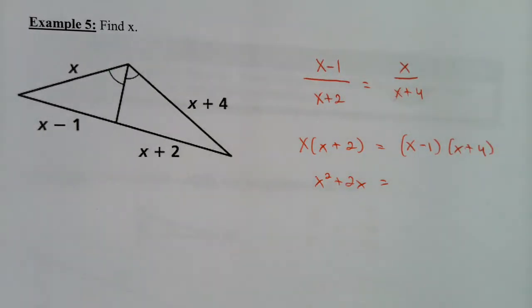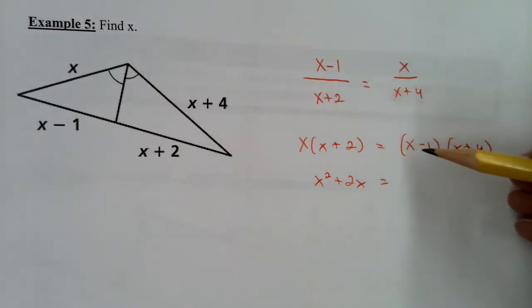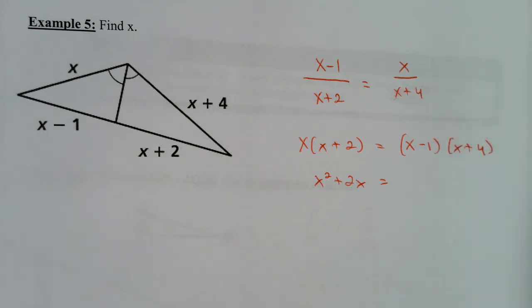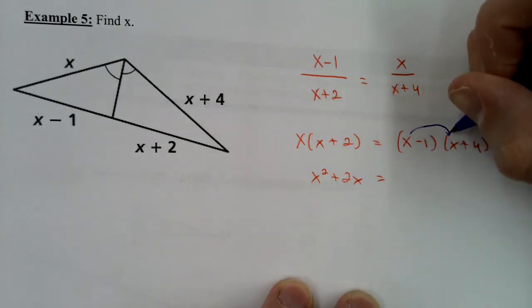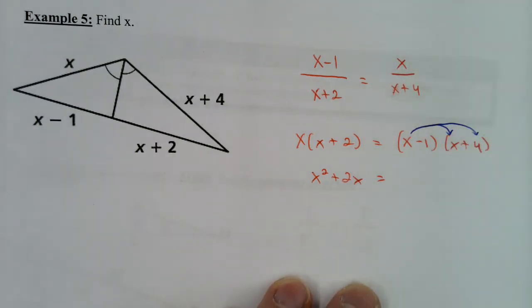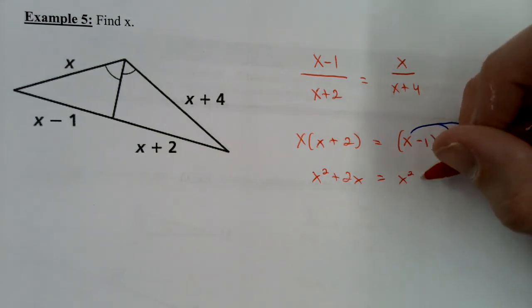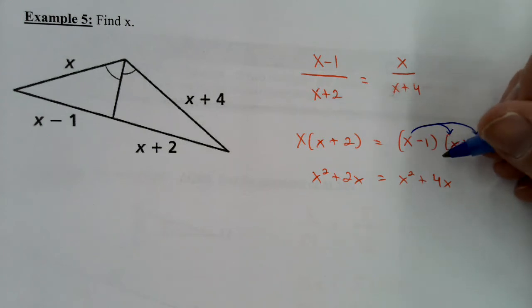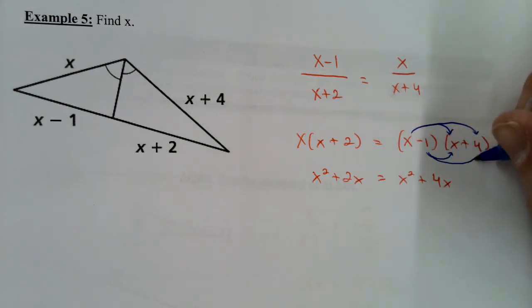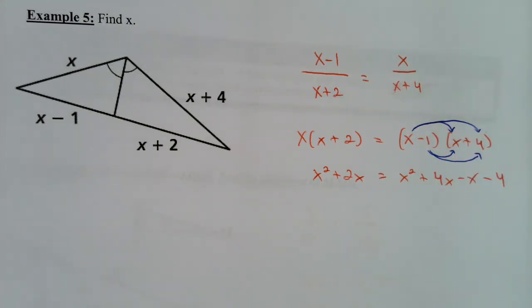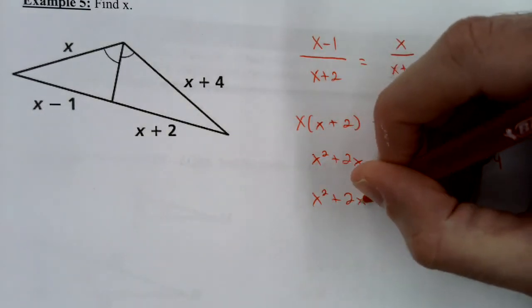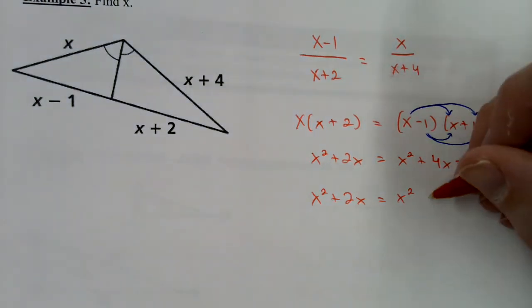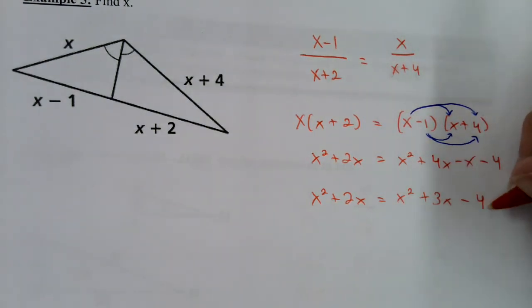And on the right, you're going to have to distribute twice. Okay. First, you have to distribute the x. Then you have to distribute the negative 1. Okay. So we're distributing twice. The x. So x squared plus 4x. Then distribute the negative 1. Minus x minus 4. Let's combine like terms on the right. So x squared plus 2x equals x squared plus 3x minus 4.